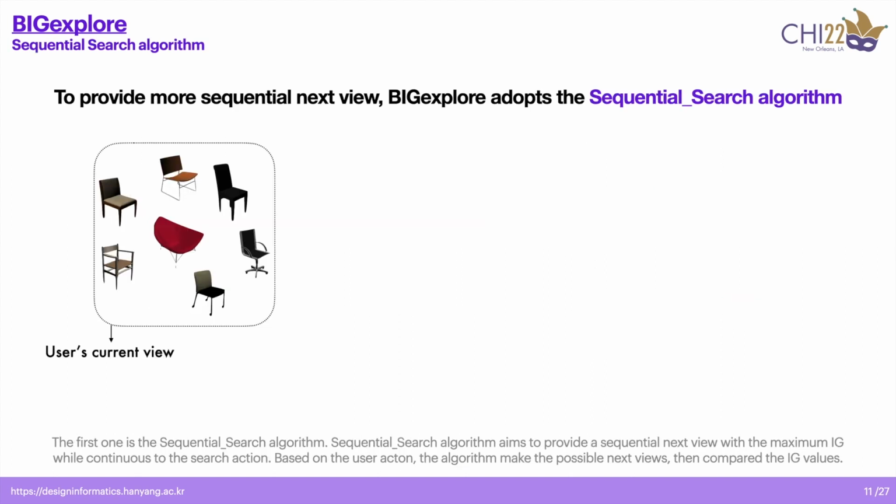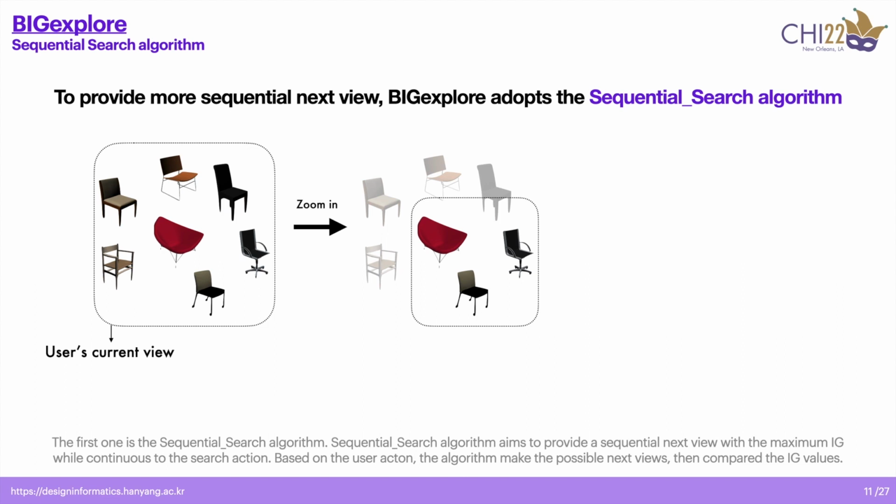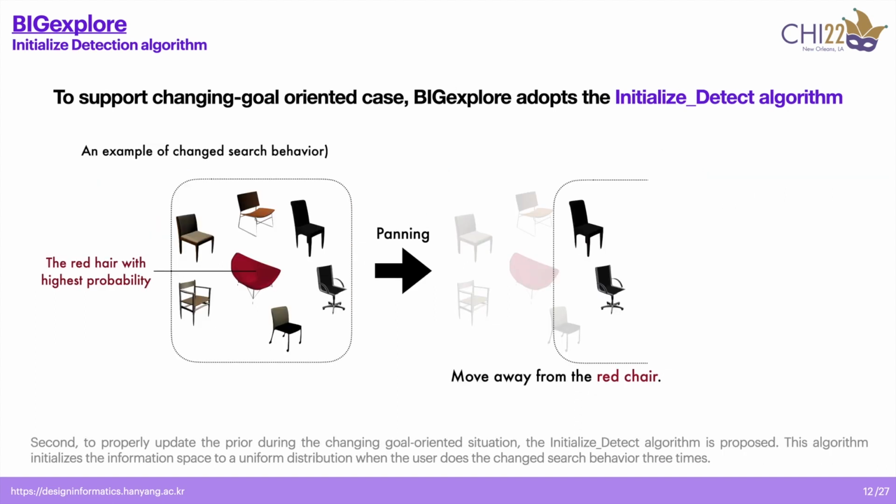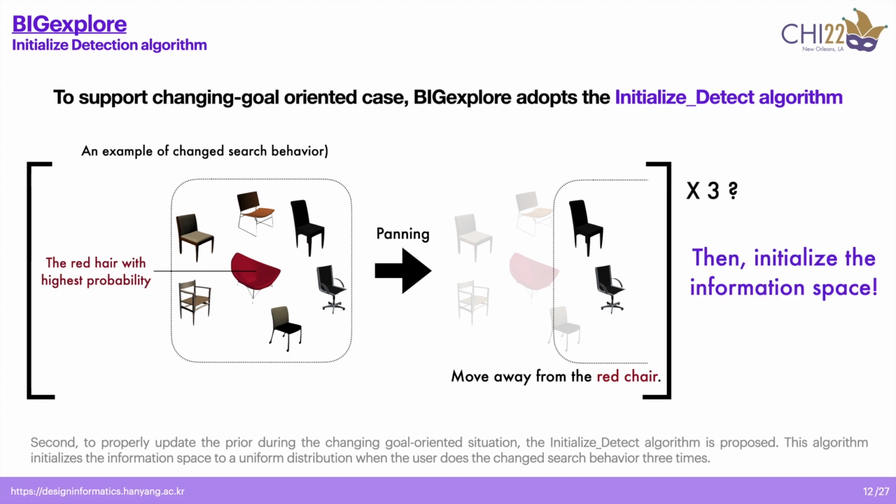The first one is the sequential algorithm. The sequential algorithm aims to provide a sequential next view with the maximum IG while continuous to the search action. Based on the user action, the algorithm makes the possible next views, then compares the IG values. Second, to properly update the prior during the changing goal-oriented situation, the initialize detect algorithm is proposed. This algorithm initializes the information space to a uniform distribution when the user changes search behavior 3 times.